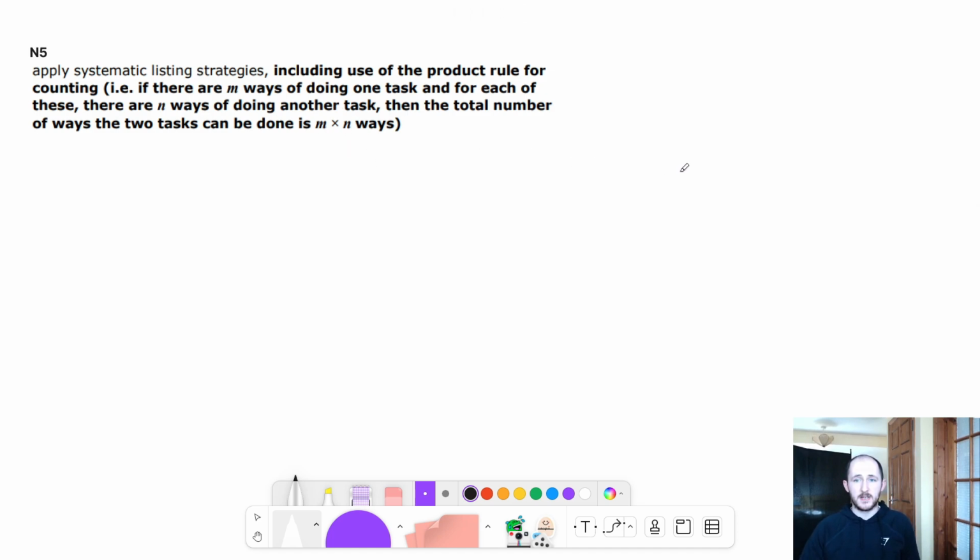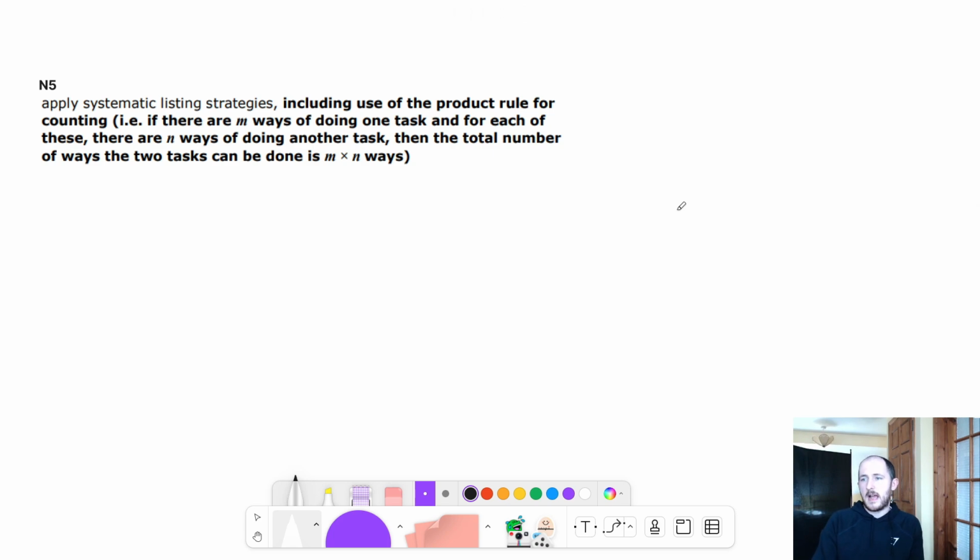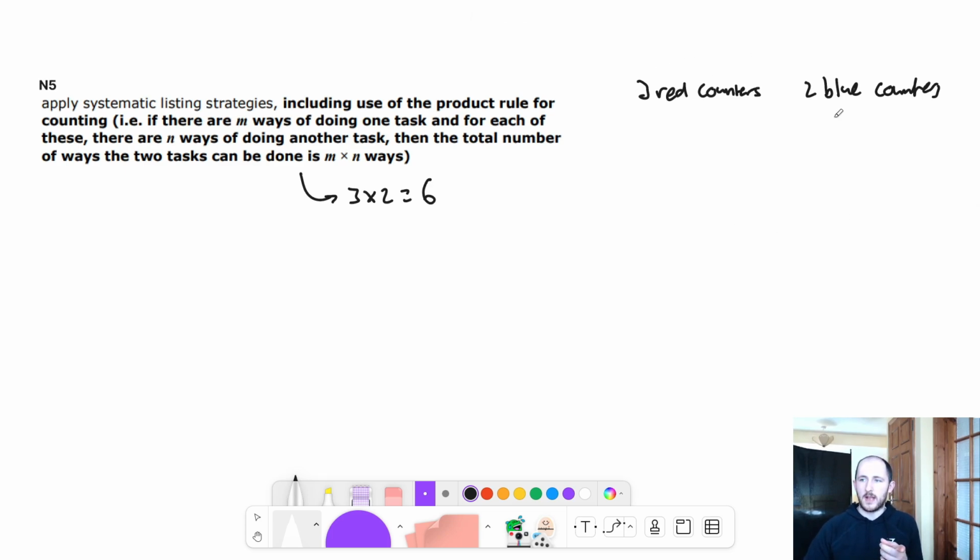So systematic listing strategies, they may say something like, you have 3 red counters, 2 blue counters. And what I'm going to do is I'm going to take 2 out. How many different ways can I get 1 red and 1 blue, right? Or something along those lines. So with kind of the higher tier stuff, which is what's in bold, you should know that if there's 3 red counters and 2 blue counters, if you times that together, there are 6 possible ways to get a red and a blue. How do we do that in terms of listing?